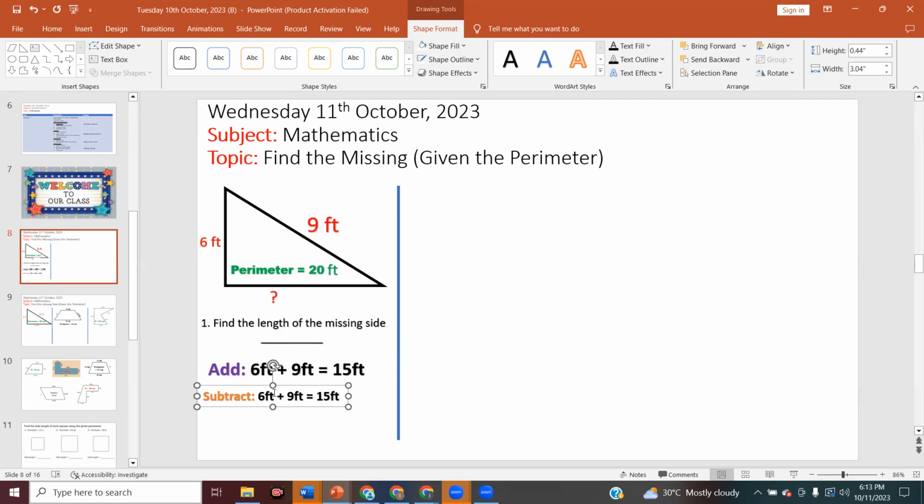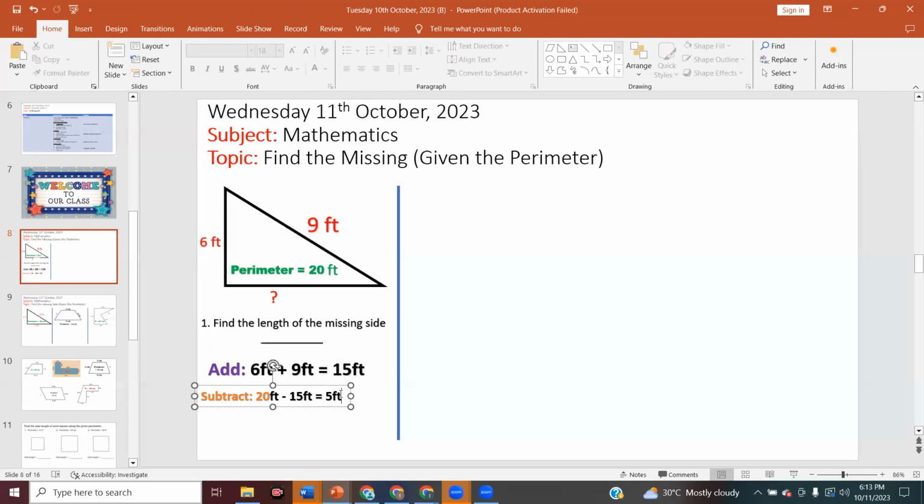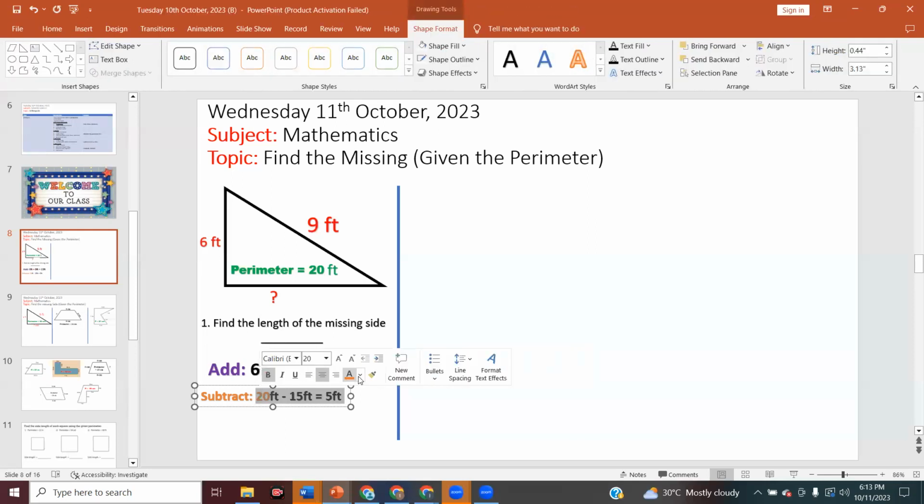So it's going to be 20 feet minus 15 feet. And what is 20 feet minus 15 feet? That's going to be 5 feet. Very good.